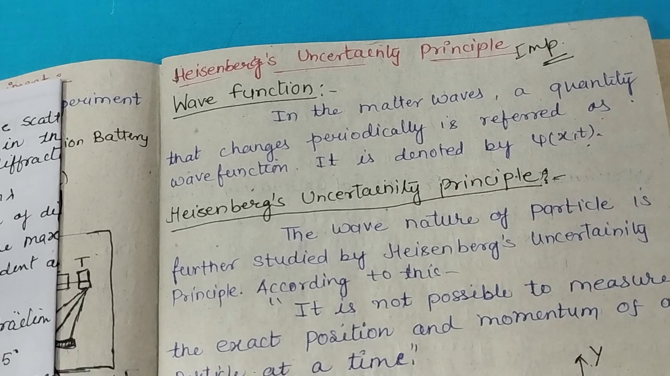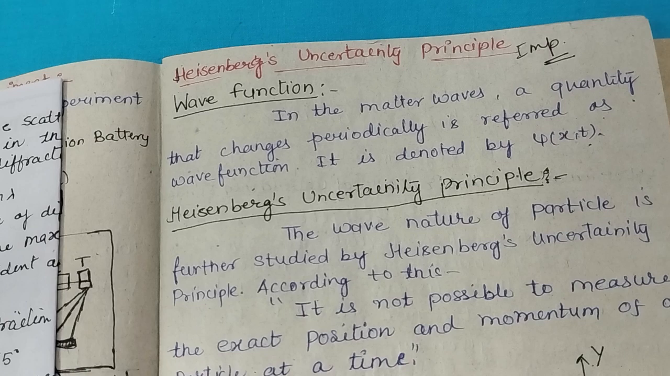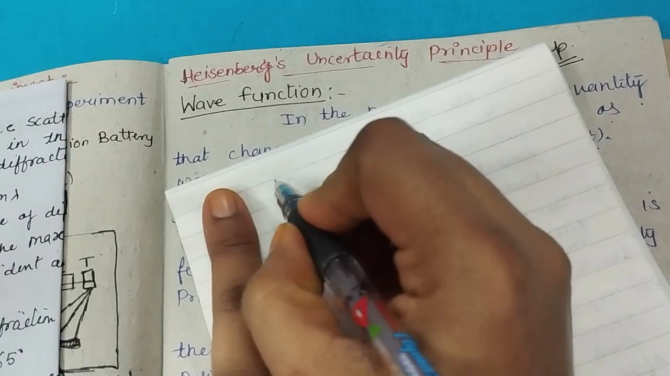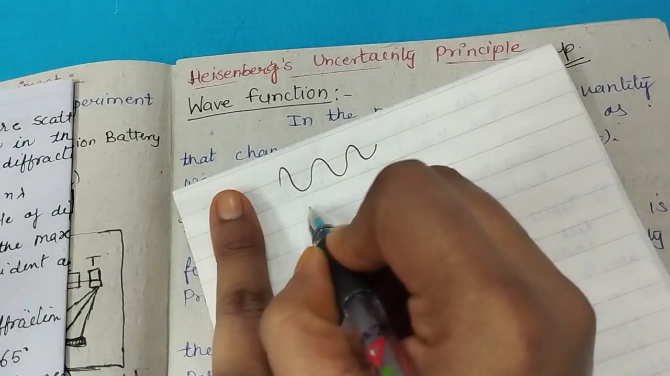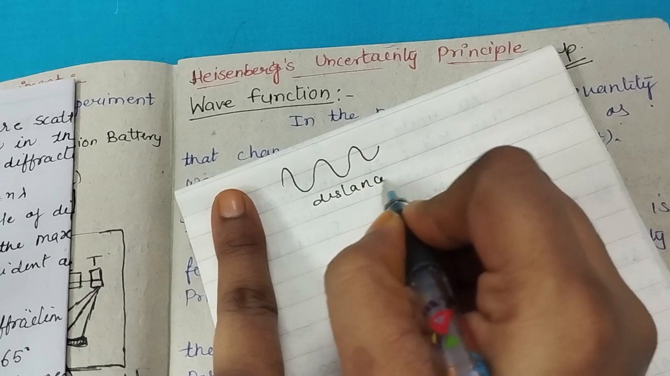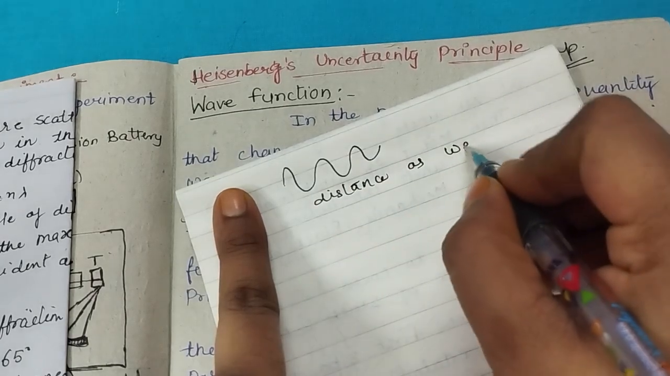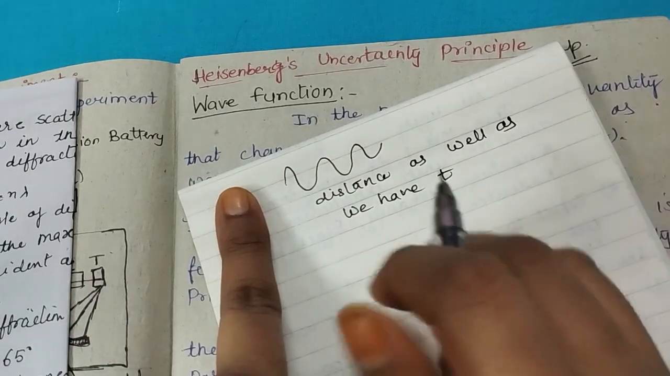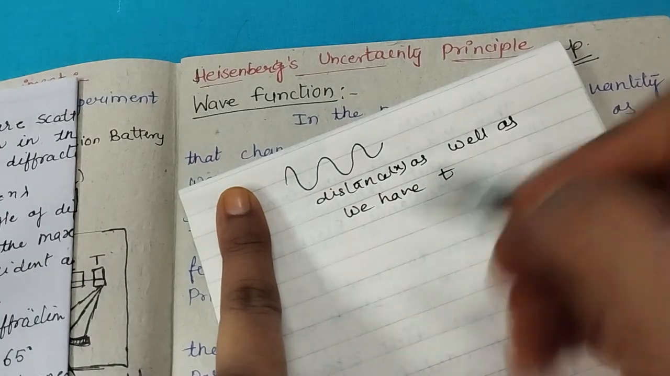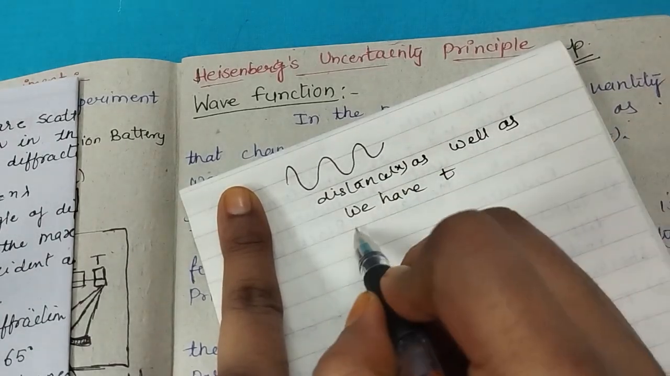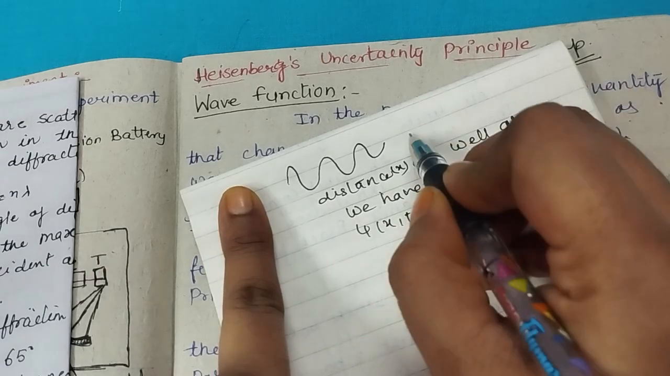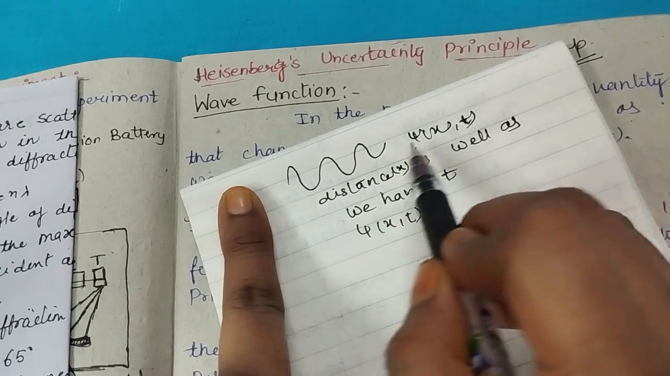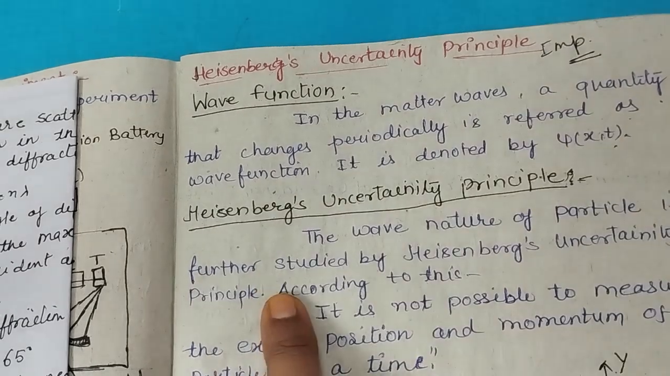Suppose we have two quantities. Suppose we have a direction, and the wave is moving in this direction. So we have distance as well as time. Instead of showing distance and time separately, we write just (x,t). Then we call this function psi. Psi is a function of (x,t). That is a wave function.